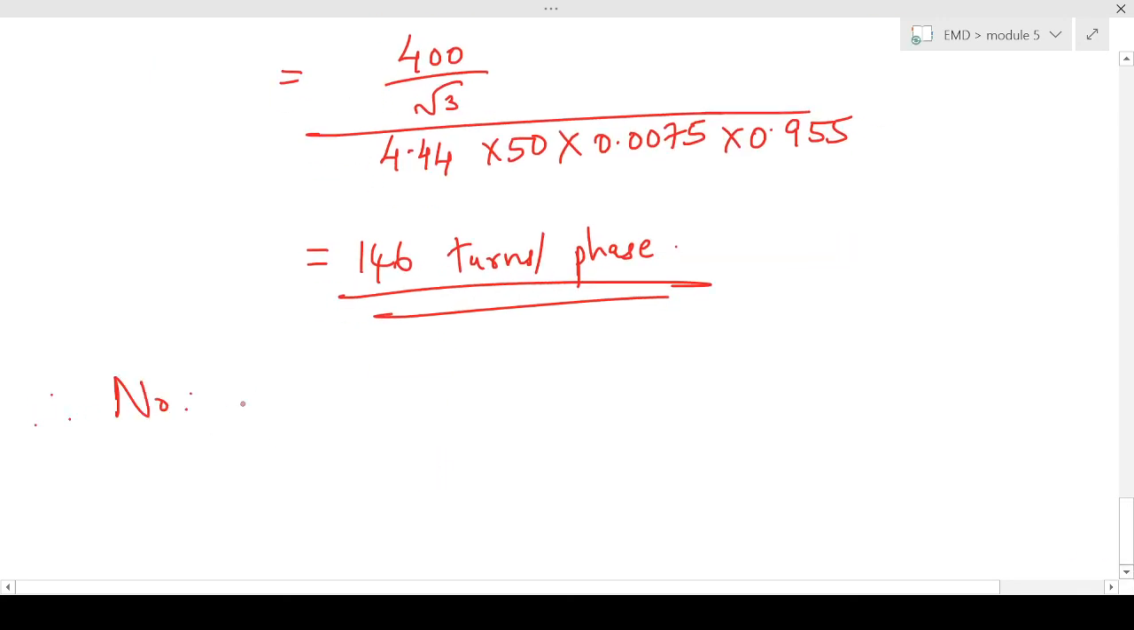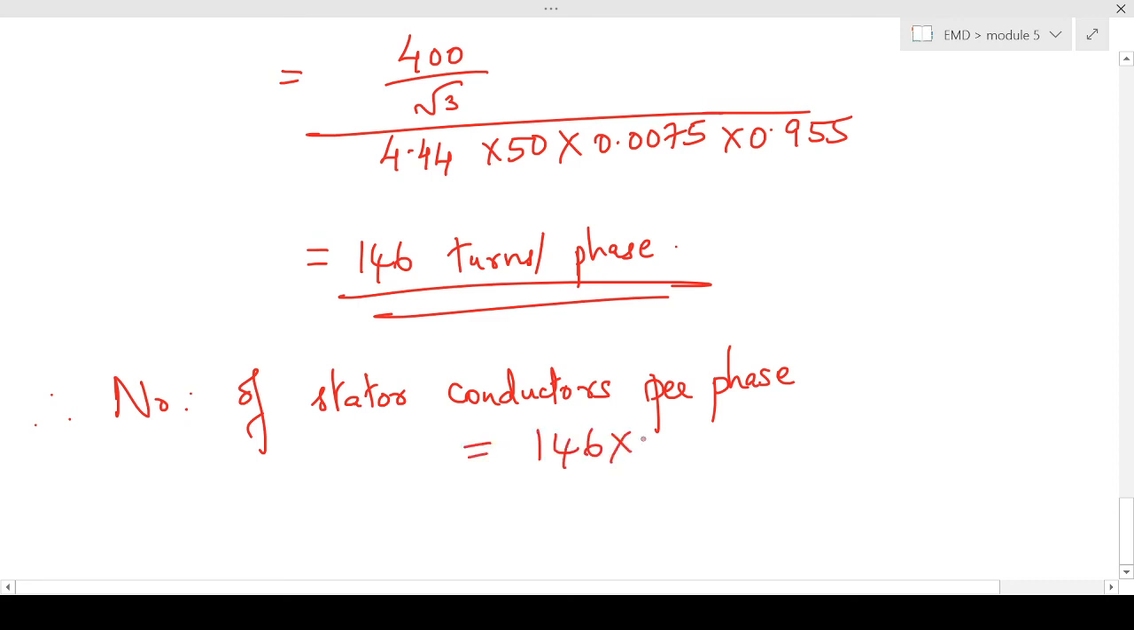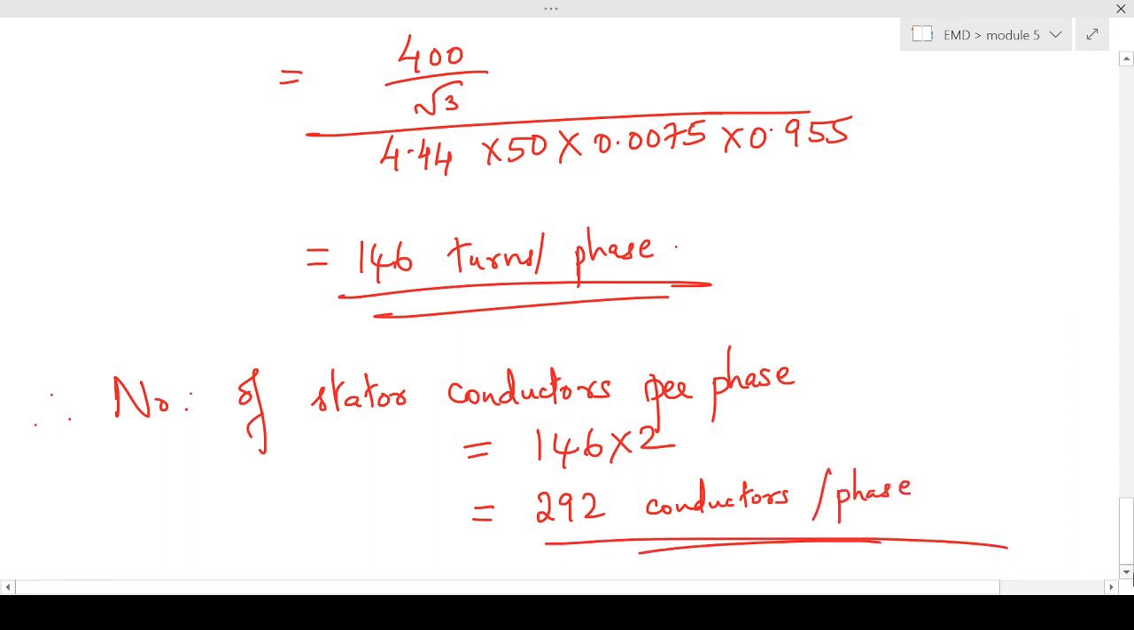And we are asked to find the number of stator conductors per phase. Therefore, number of stator conductors per phase is equal to number of turns into 2, that is 146 into 2, since 2 conductors make 1 turn. So number of stator conductors per phase is 146 into 2, that is equal to 292 conductors per phase. So this is the number of stator conductors per phase when the stator is star connected.